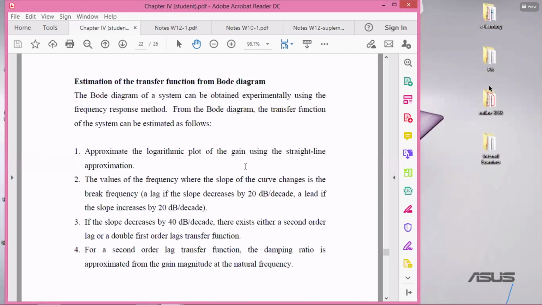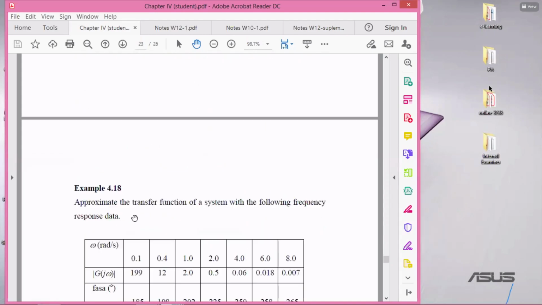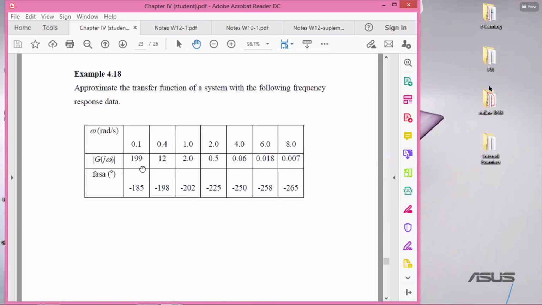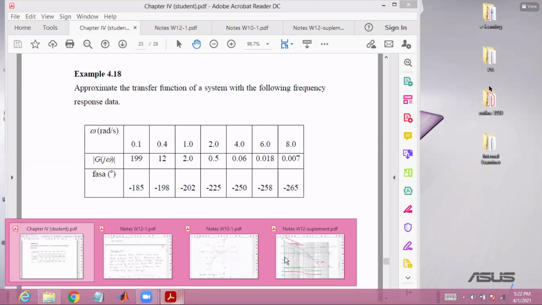Approximate using a straight line, and then the value of the frequency where the slope changes is the break frequency. Okay. Every time you go down by negative 20 decibel per decade, there's a time constant there. You can get the time constant there. But this is a very simple transfer function. So all you have to do is, before you draw your Bode diagram, you need to convert this into decibel. So let's go to my notes.